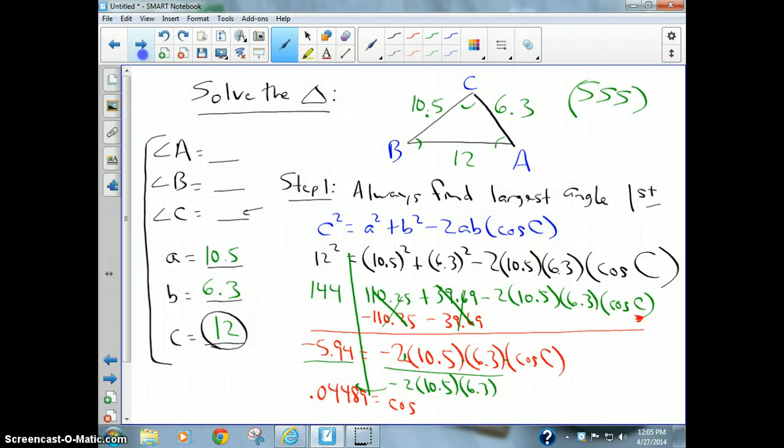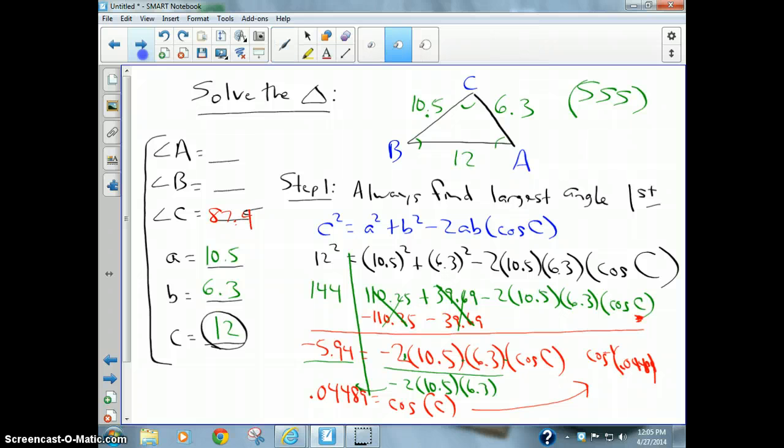0.04489, which is equal to cosine of angle C. And this is where you do cosine inverse. If you do cosine inverse of 0.04489, sorry, the smart board ran out of room, you find out that angle C is 87.4 degrees. There you go. All right, so now you know that.